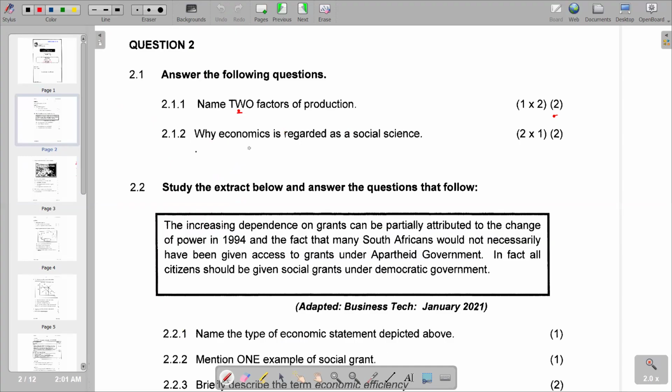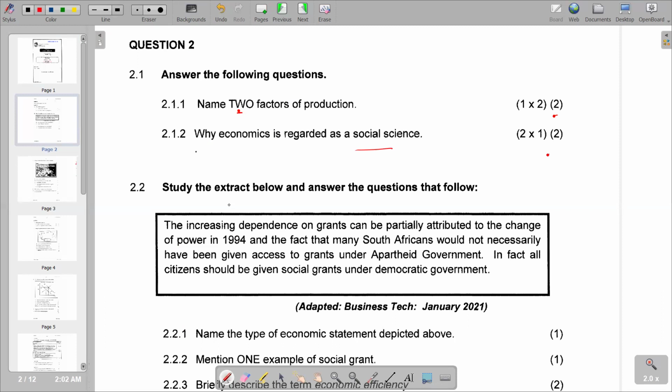Then 2.1.2, why economics is regarded as a social science, 2 marks again, but we can try to understand what is social science. When we are talking about social science, it is any branch of academic study or science that deals with human behavior in its social and cultural aspects. So anything that deals with human behavior is social science.